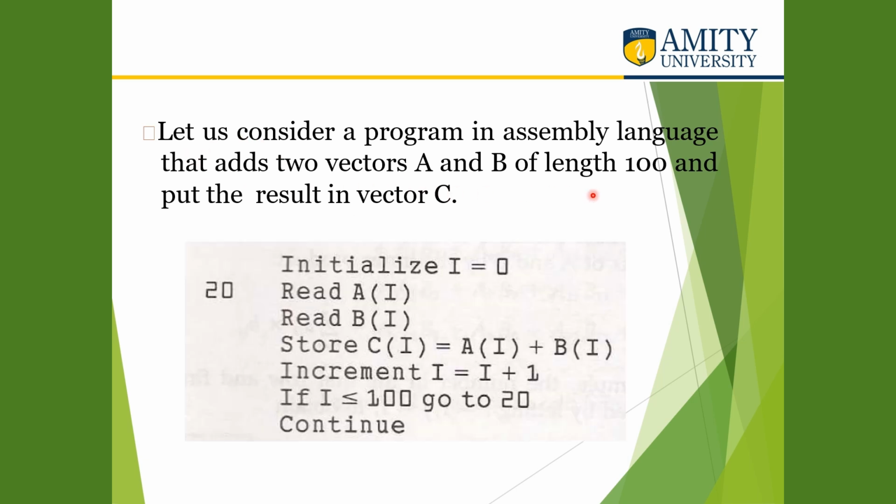We consider a basic program in assembly language where a and b are vectors of size 100. That means 100 elements in a and in b. Their sum is put into vector c. So the basic program would be initializing i to 0, reading a[i] and b[i], storing their sum in c[i], incrementing i, and continuing while i is less than 100. So this is a loop that would run. Okay, if i is less than 100, it will go back and read a again. So you see, when this loop is run, it goes 100 times. Fine. This is going to take a lot of time for the PC.